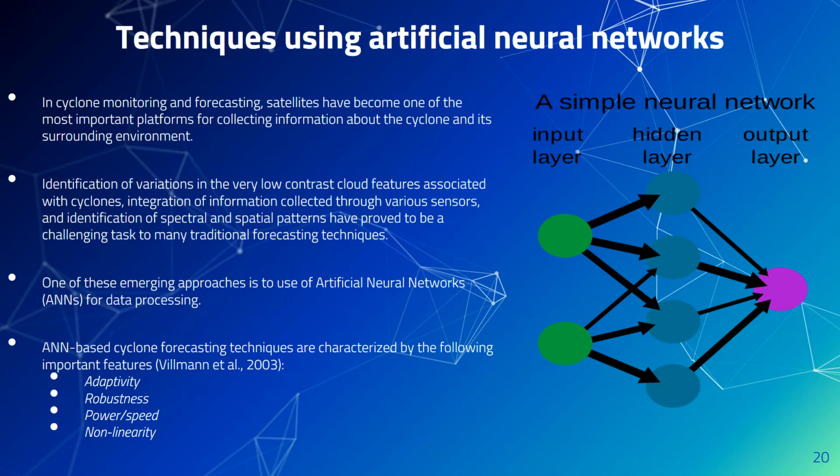Now, techniques using artificial neural networks. In cyclone monitoring and forecasting, satellites have become one of the most important platforms for collecting information about the cyclone and its surrounding environment. Identification of variations in the very low contrast cloud features associated with cyclones, integration of information collected through various sensors, and identification of spectral and spatial patterns have proved to be a challenging task for many traditional forecasting techniques. One of the emerging approaches is the use of artificial neural networks for data preprocessing.